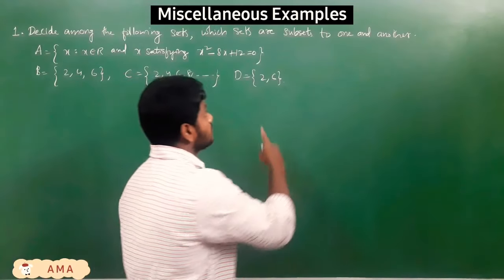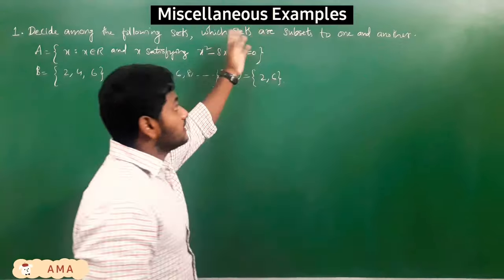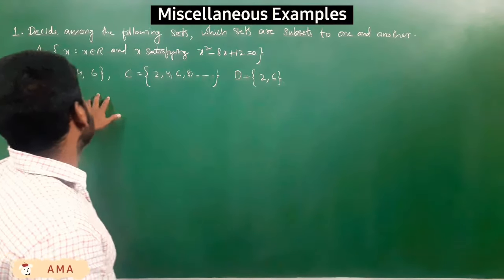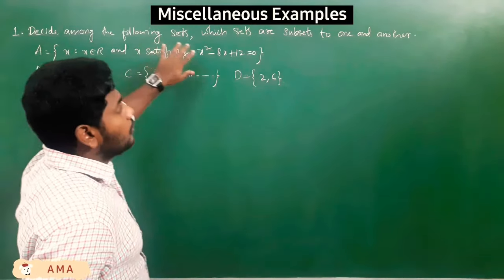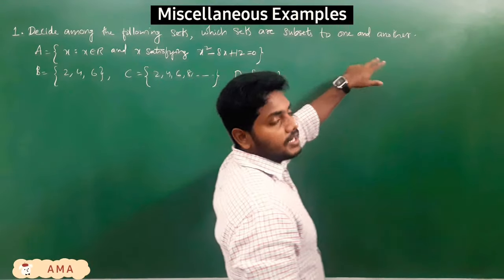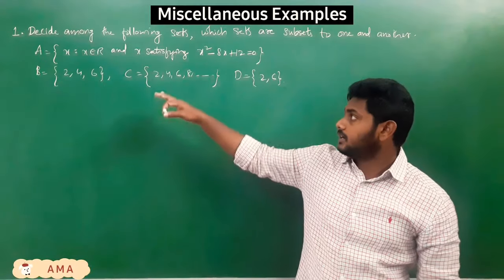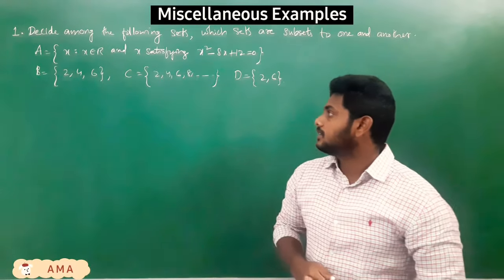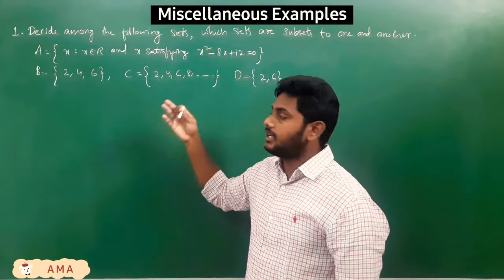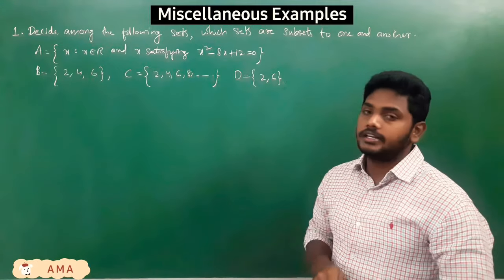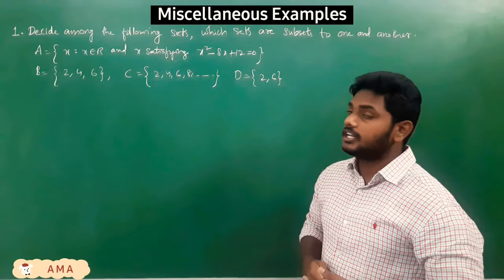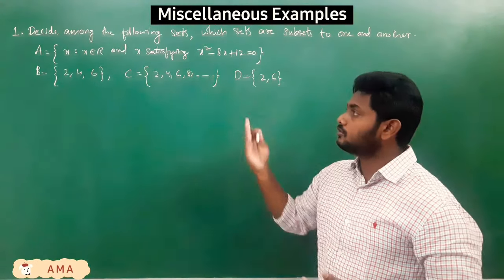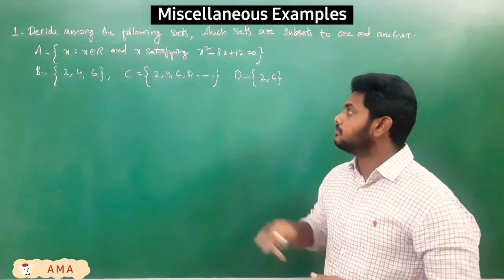Yeah, this was the question, guys, from the miscellaneous exercise. It is the first question: decide among the following sets which sets are subsets to one another. So set B is clearly given, set C is given, set D is clearly given. But set A is given in which form? Roster form or set builder form?